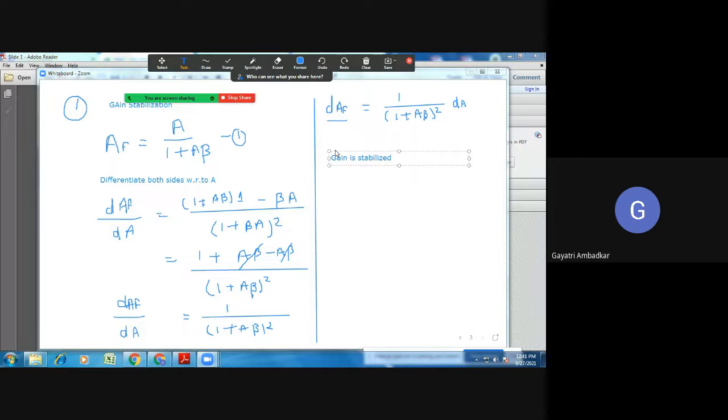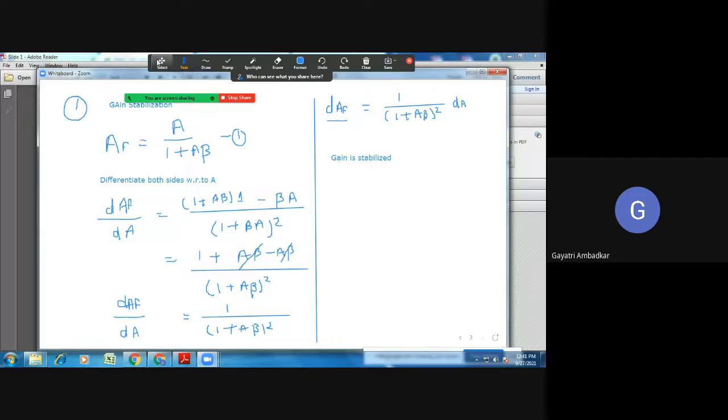This indicates less variation, which means gain stabilization. Because changes in the gain without feedback are further divided by 1 plus A beta factor, and this is equal to your dAF. This is called stabilization of gain. Now, further, we will divide this term.